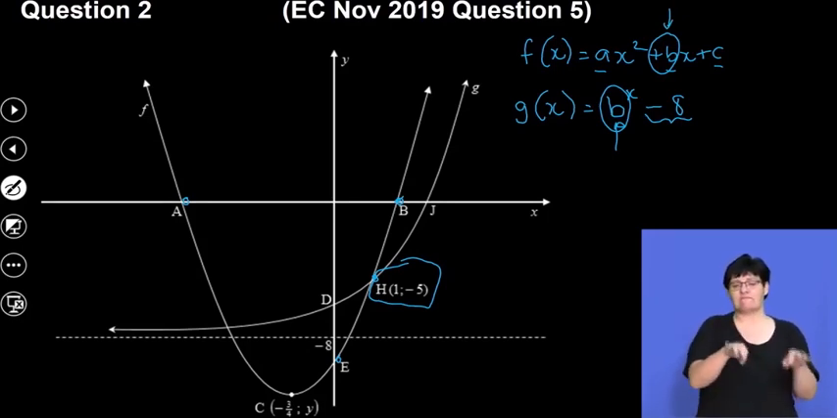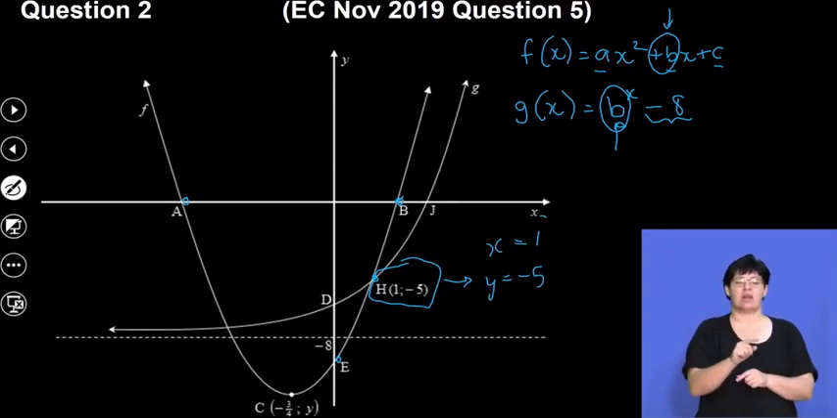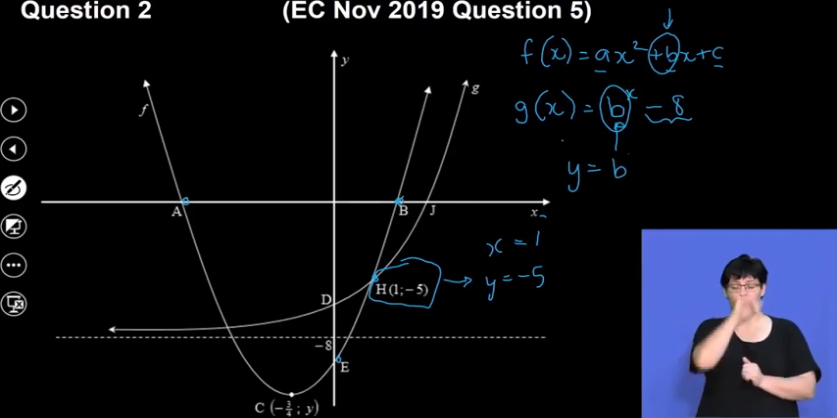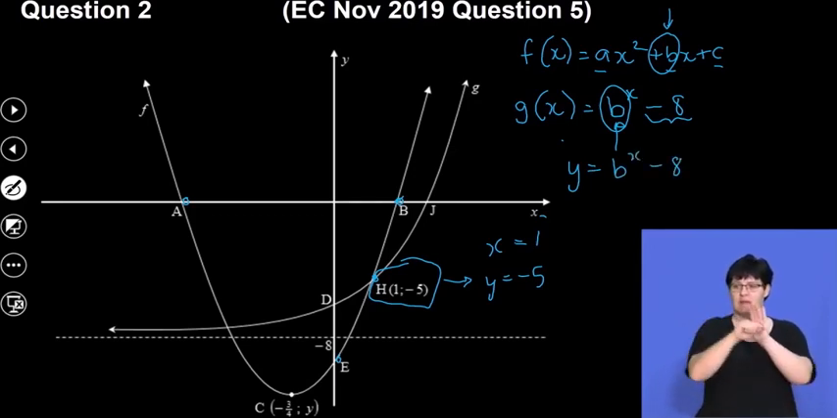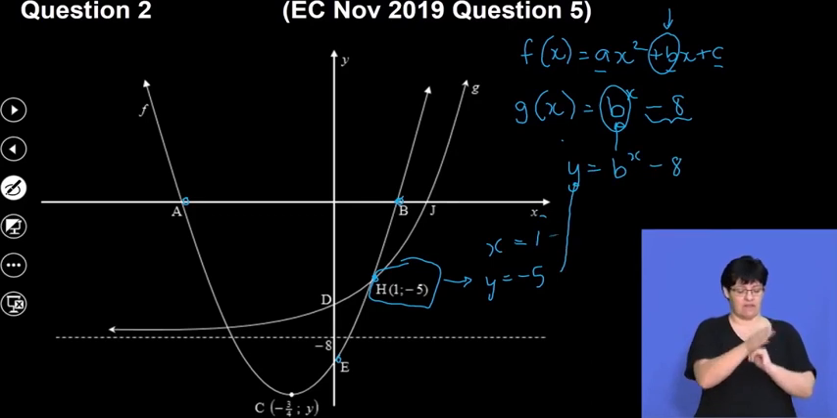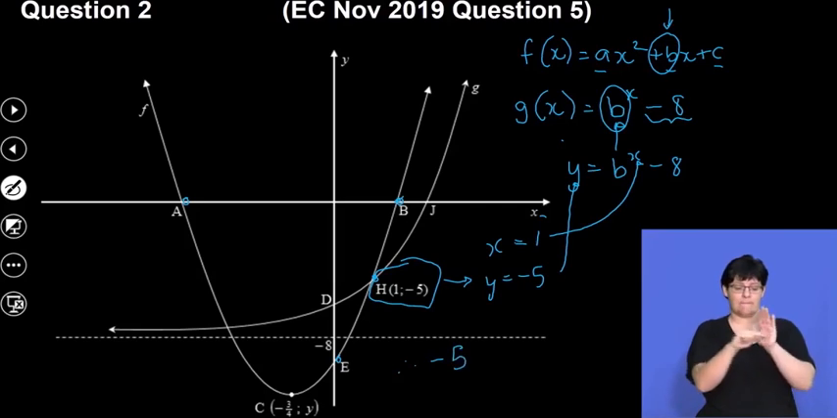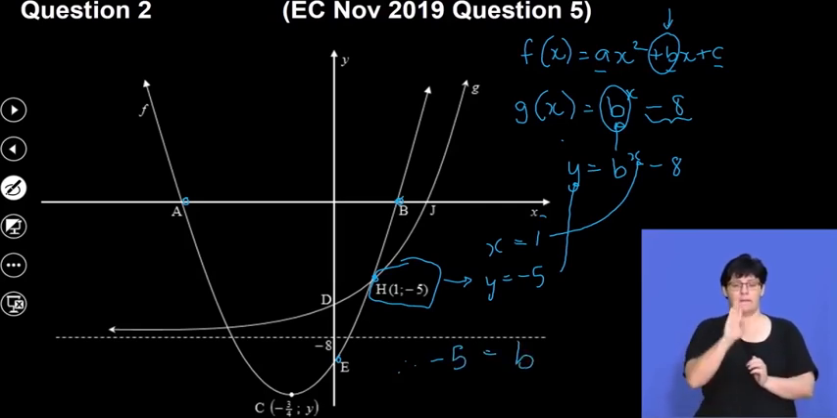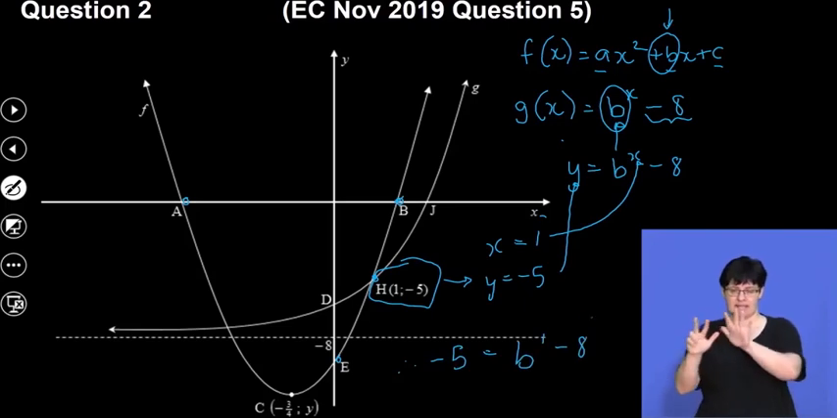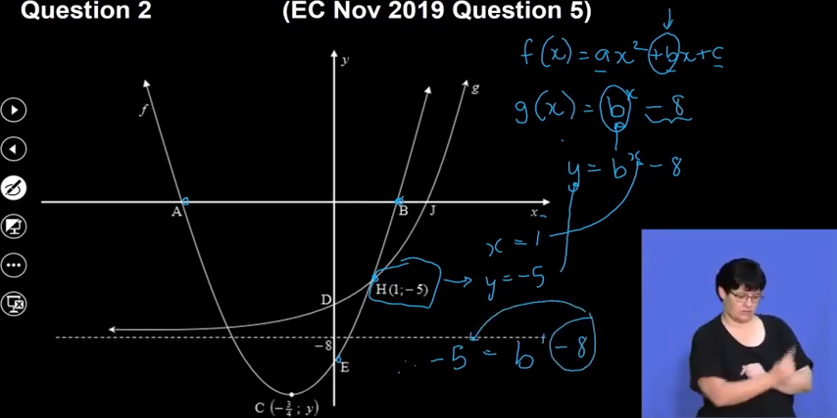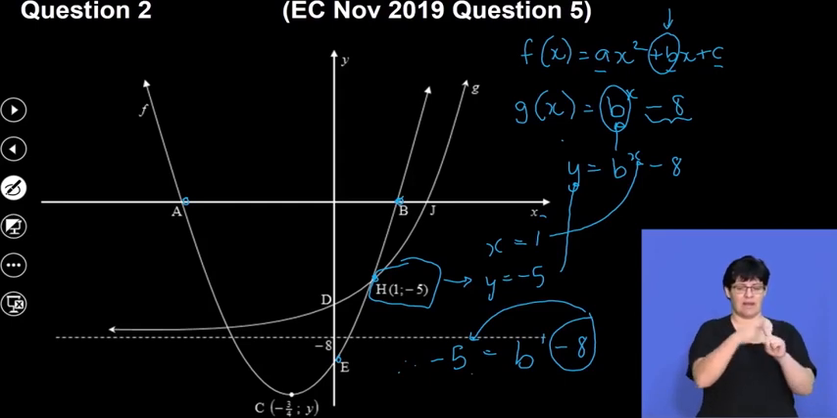Okay, so we have a point that lies on the exponential curve, so we should be able to find that value of b. So this point h from here, we know that when x is equal to 1, y is equal to -5. So I can sub both of those values into this equation here. So if y is equal to b to the power of x minus 8, I'm going to sub the -5 into there, and I'm going to sub the 1 into there. So therefore, -5 is equal to b to the power of 1 minus 8. I'm going to take that over to there. So I've got -5 plus 8 gives me 3 is equal to b.